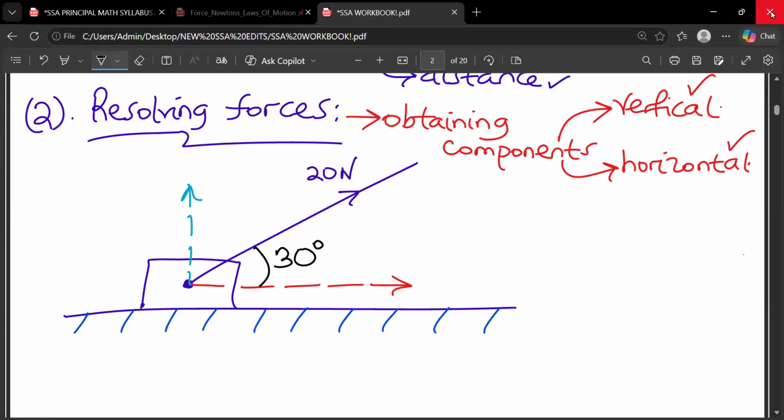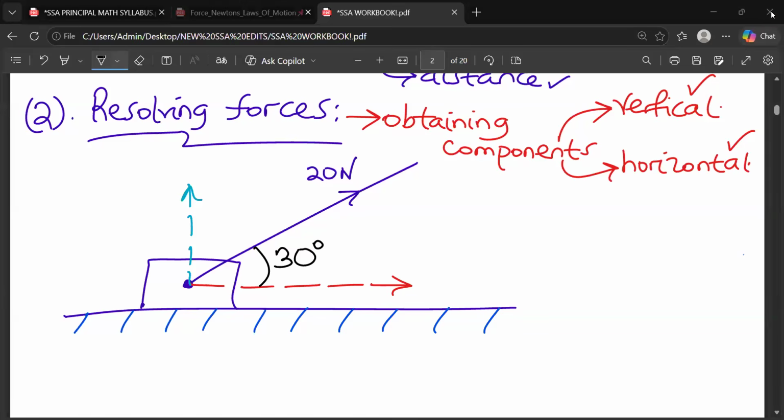Okay, for the horizontal, we're going to get cos theta of Fx. You dodged the class. You dodged the class. Yes, Blessing.